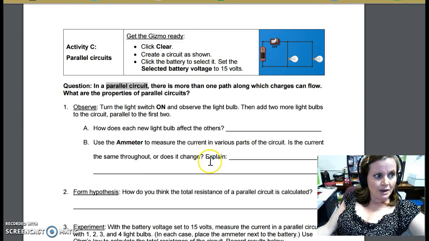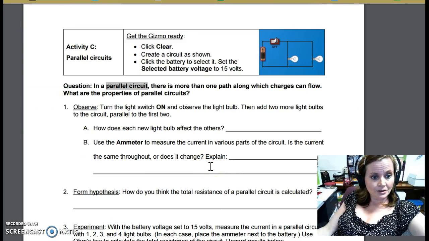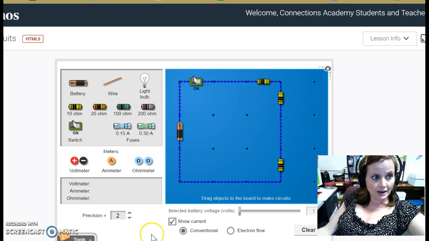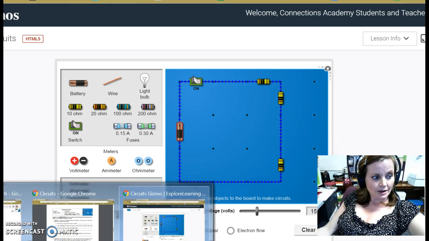Then we do activity C, and activity C is using parallel circuits, creating more than 1 path. So you're going to set it up like this. Select the battery voltage to 15. So to do that, you gotta click on it, and you're gonna have to use this little slider to change it up to 15. Okay, gives you a little bit more energy there.